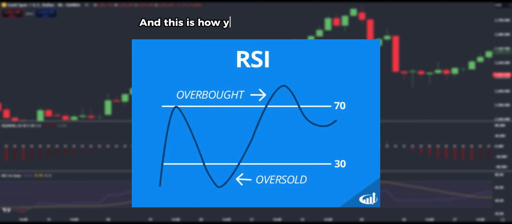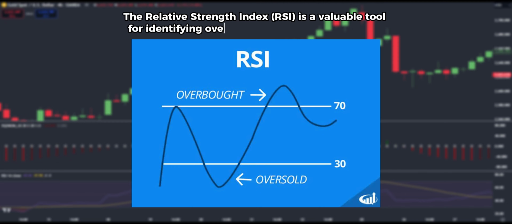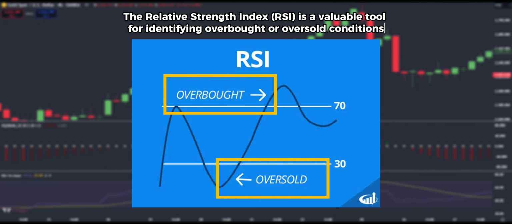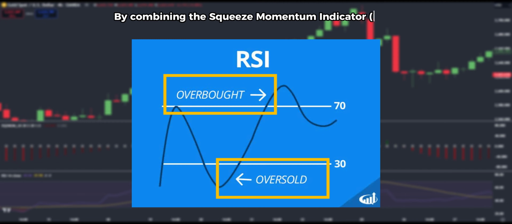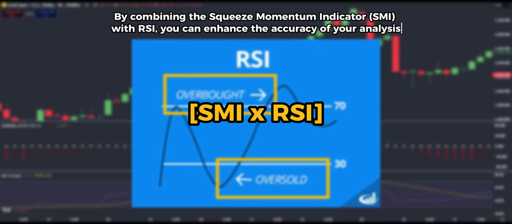And this is how you add RSI as confirmation. The Relative Strength Index, RSI, is a valuable tool for identifying overbought or oversold conditions, helping to improve the timing of your trades. By combining the Squeeze Momentum Indicator, SMI, with RSI, you can enhance the accuracy of your analysis.